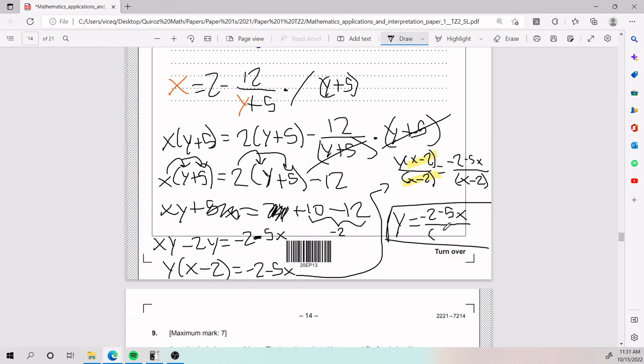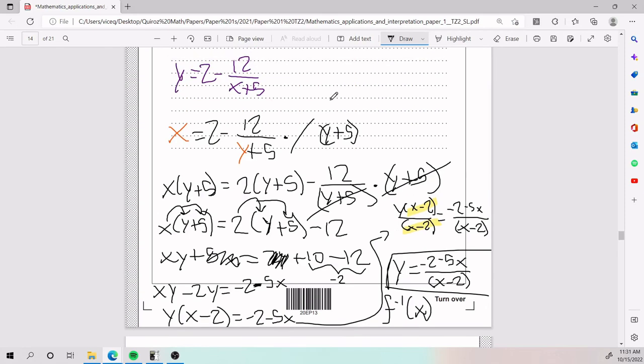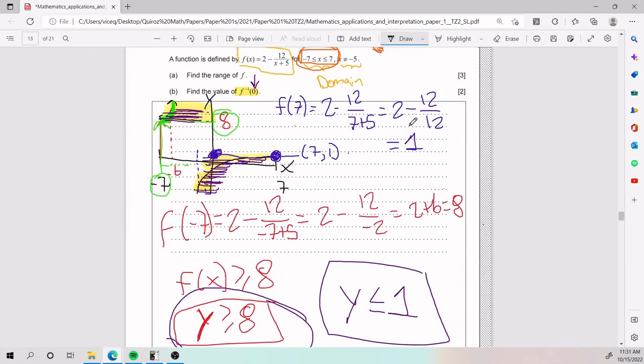And this right here, ladies and gentlemen, is my inverse function. And so since we need to evaluate our inverse function at 0, I just plug in 0 for x. So negative 2 minus 5 times 0 divided by 0 minus 2. This ends up being negative 2 divided by negative 2, which gives you positive 1 because of the double negative. That is part B of number 7.